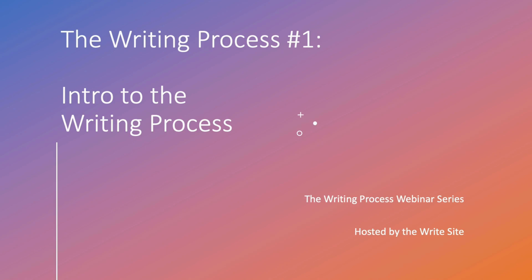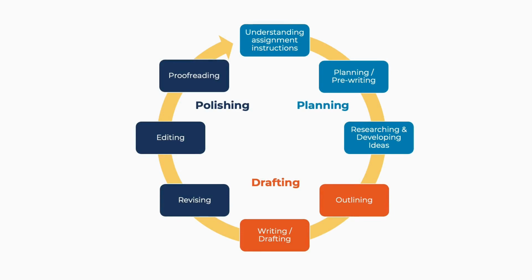This webinar will be the first in a series of 4 webinars that breaks down the writing process. Today we will be talking about the writing process as an academic strategy. The next webinar will focus on the first phase, planning, which includes understanding assignment instructions, planning and pre-writing, and researching and developing ideas. The next webinar after that will be on drafting, outlining, and writing the paper, and the final webinar on polishing, which includes revising, editing, and proofreading.